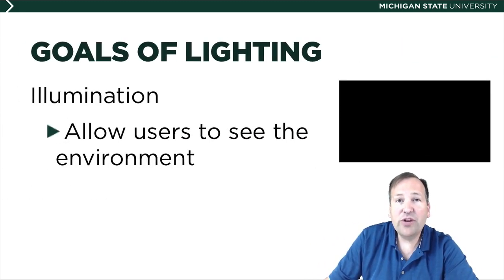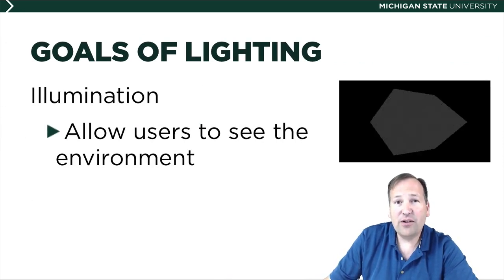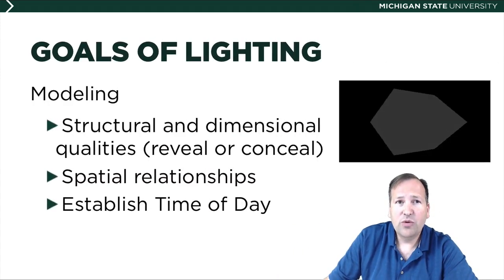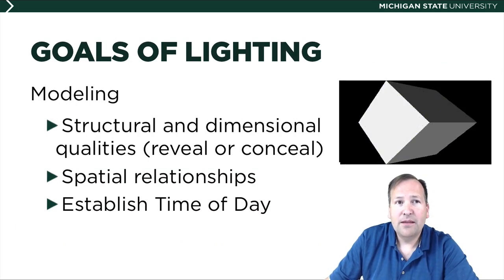Without illumination, we'd not be able to see anything in our game world. With illumination, we're able to see that there are game objects within our scene, but illumination alone often is not enough. With the proper type of lighting, we can use lights for modeling. That is, we can reveal the structural and dimensional qualities of our game objects. We can also use lights to reveal spatial relationships between models and help establish the time of day.